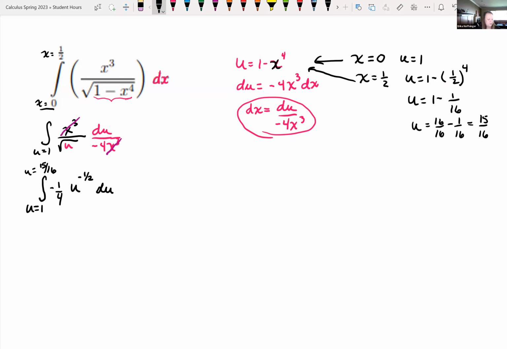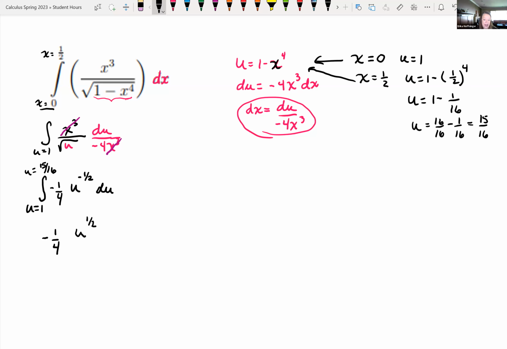So now we're in the form that we can go through and integrate. And we don't have to change our bounds back to x after we take the antiderivative. Okay, so taking the antiderivative of negative 1/4 u to the negative 1/2, we're adding 1 to our exponent. So negative 1/2 plus 1 is positive 1/2.